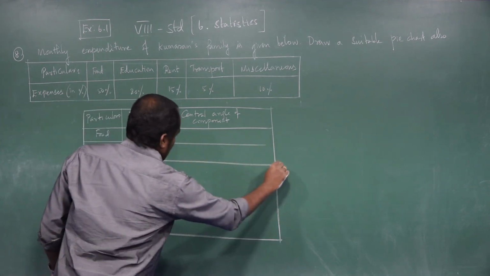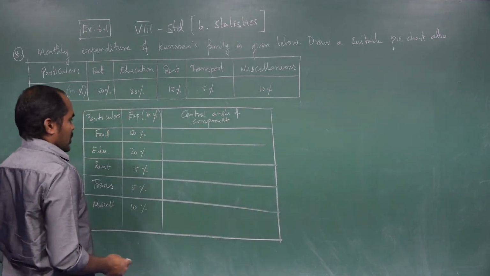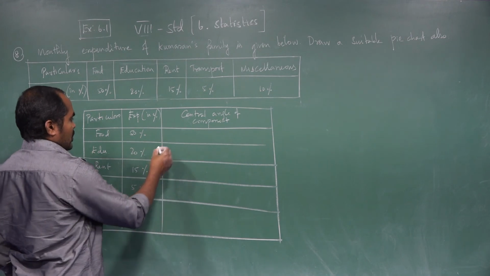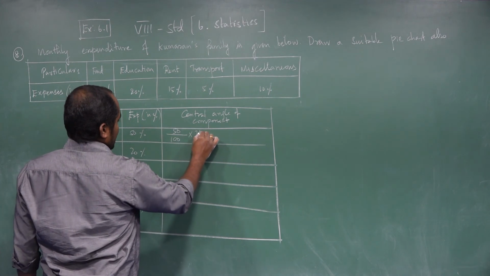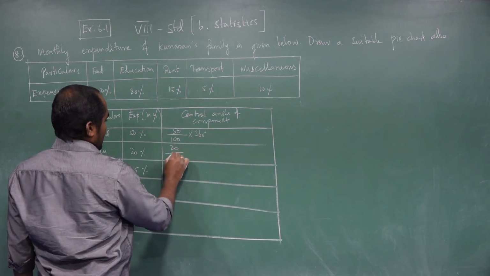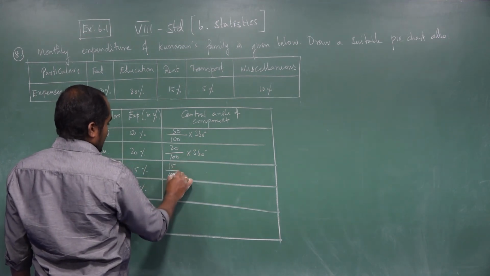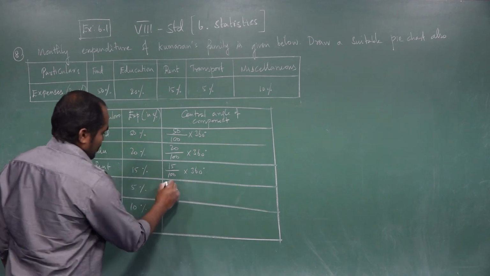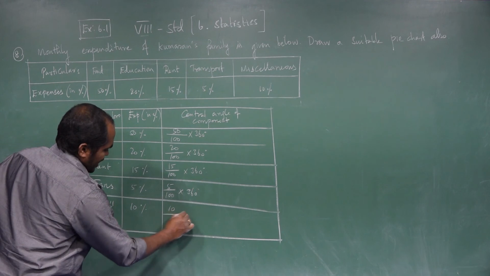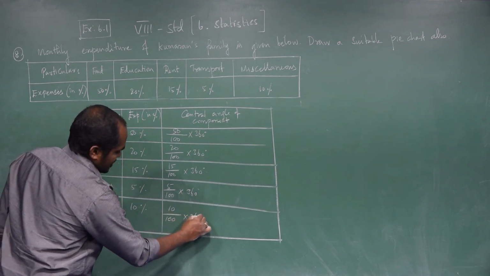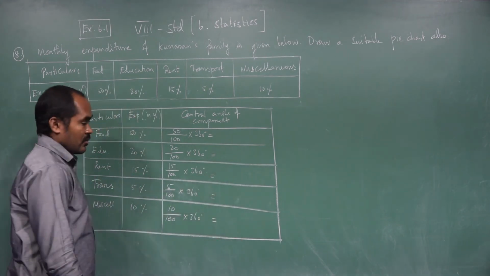Next, we want to find the central angle of each component. So central angle of each component is percentage value by 100 into 360 degree. 15 by 100 into 360. 5 by 100 into 360. 10 by 100 into 360 degree. So work out this, we get central angle of each component.